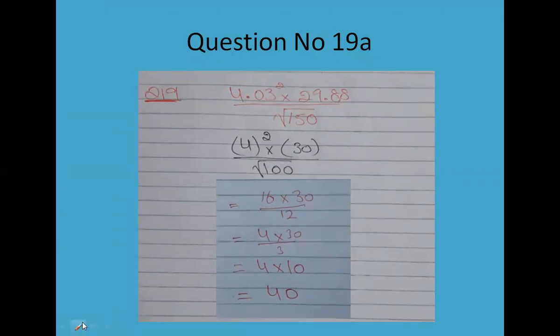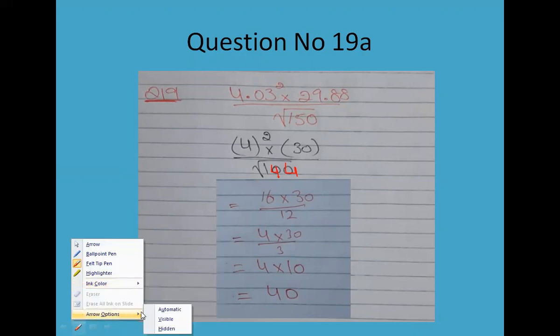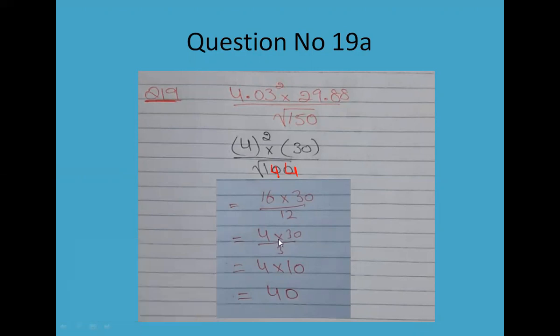This is not 100. Here I was supposed to write 144, because the nearest number to 150 whose square root I know is 144. So you will have 4 squared, which is 16, multiplied by 30 divided by under root of 144, which is 12. So 16 multiplied by 30, here I have done the cutting, and 4. So this will be 4 into 30 divided by 3. So you will have 4 into 10. So you will have 40. So this is how you do question number 19.